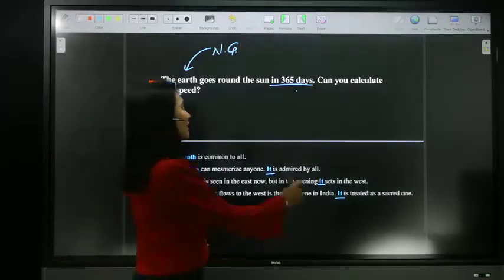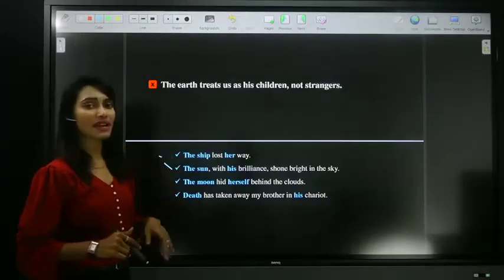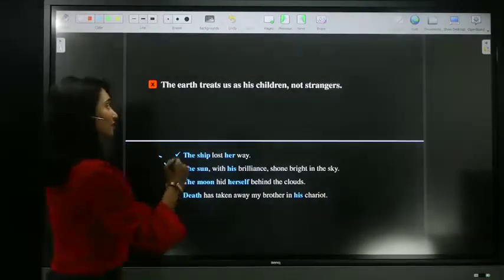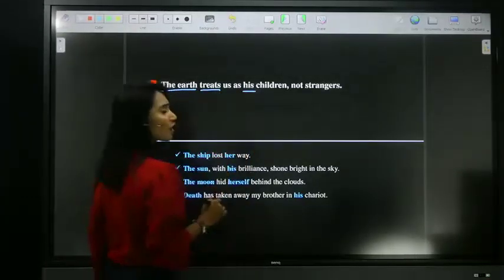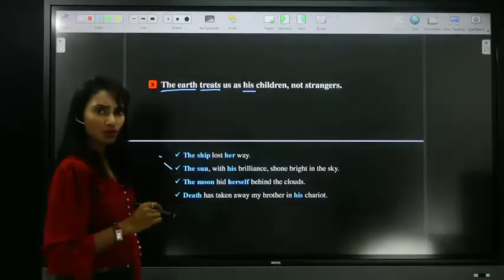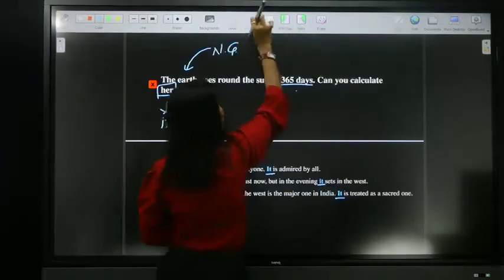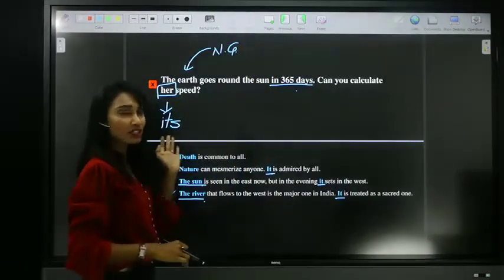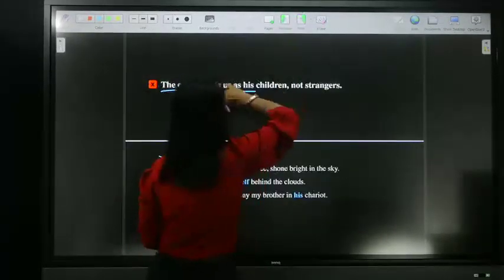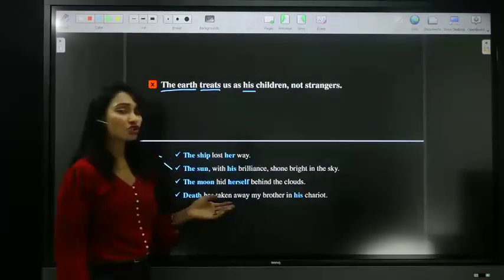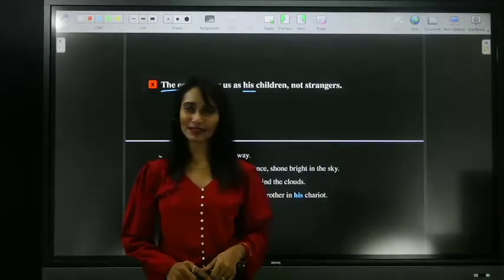Now look at the next one. The earth treats us as his children, not strangers. Now, did we personify? In the previous example, we discussed here it is not personified. We are treating it in a neuter gender because it has no life. But in the given sentence here, the earth treats us as its children, not strangers. How to know whether it is personified or not? Let me tell you, it's simple.